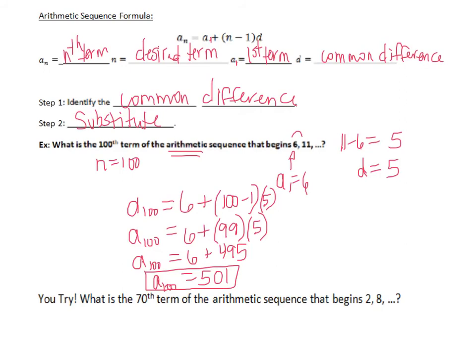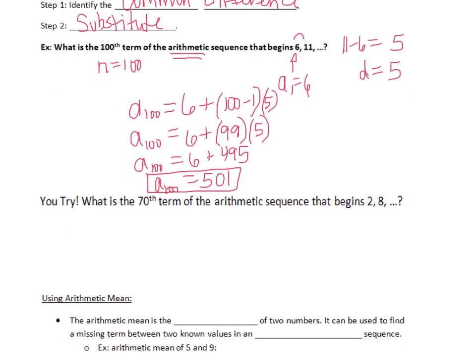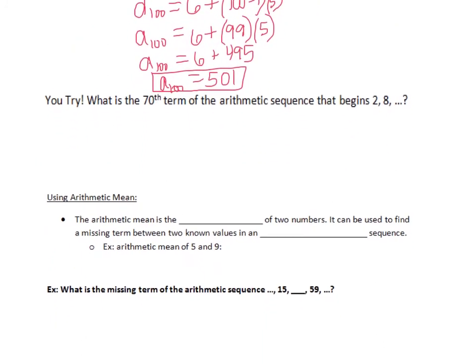Alright, so you try. What is the 70th term of the arithmetic sequence that begins 2, 8, ...? Now is a good time again to pause it and try this problem, and then we got one last part.